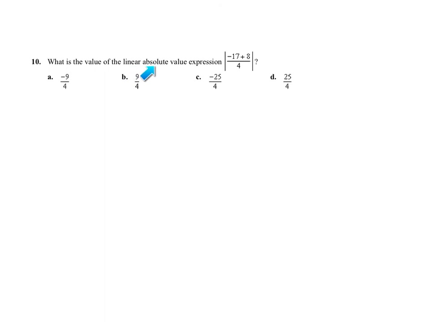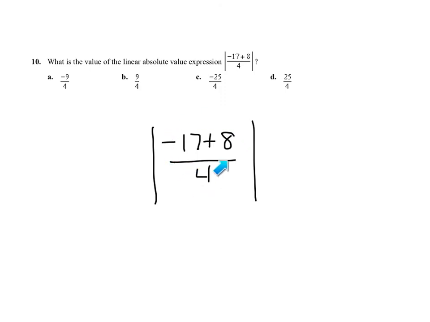What is the value of the linear absolute value expression? So more stuff. Except this time we've got a lot going on inside of there, so you really have to know your order of operations. So inside the absolute value, we have a fraction bar, which represents division. And even inside that division, we have an addition in the numerator. So the very first thing we have to do, because we've got absolute value, division, and addition, is the addition. So I do negative 17 plus 8, which is negative 9 over 4.